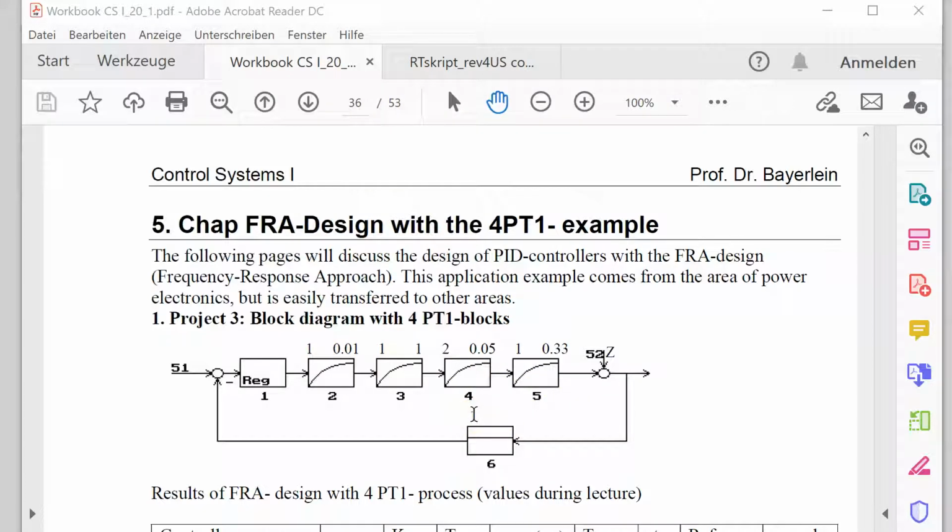So Bode plot works. In Bode plot design, this could be a series of thousands of PT1s and any combinations of PT1s and PDs and PDT1s and so on. So it doesn't matter. The structure of the system must only be one input, one output system. We have to measure between this point and this point the open loop Bode plot.